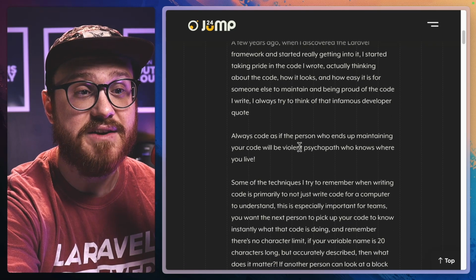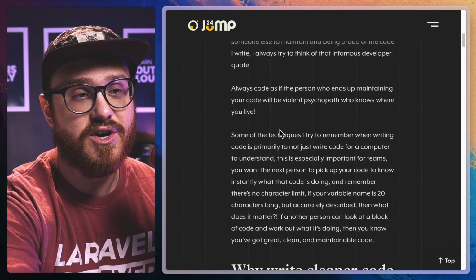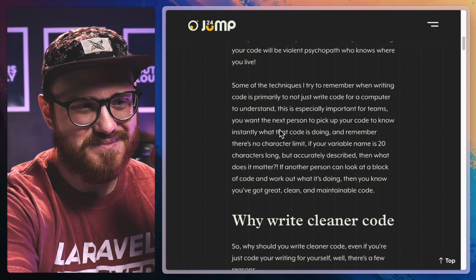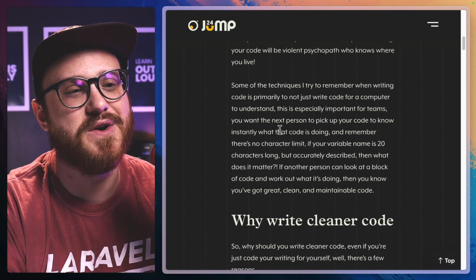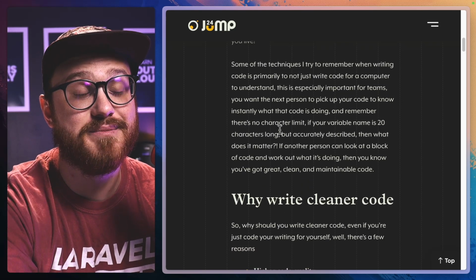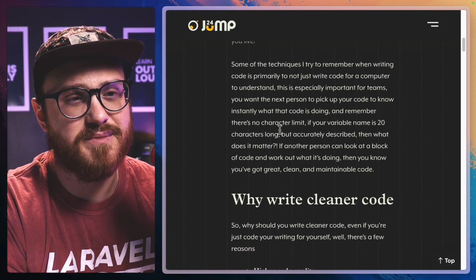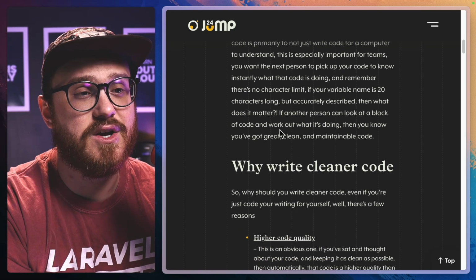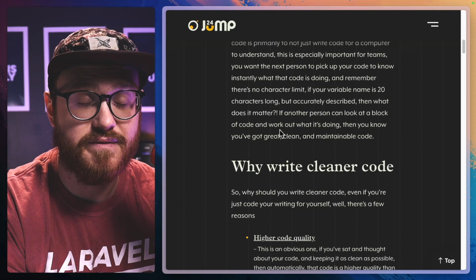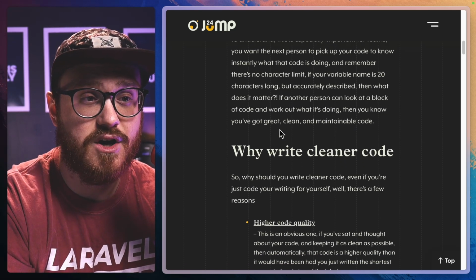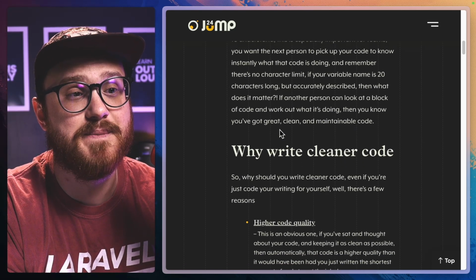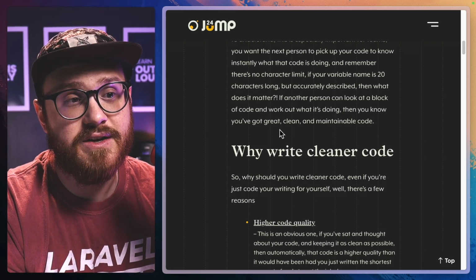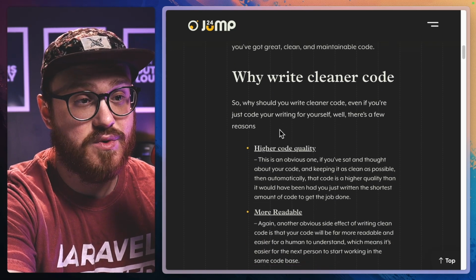I always try to think of that infamous developer quote: always code as if the person who ends up maintaining your code will be a violent psychopath who knows where you live. Some of the techniques I try to remember when writing code is primarily to not just write code for a computer to understand. This is especially important for teams. You want the next person to pick up your code to know instantly what that code is doing. And remember, there's no character limit. If your variable name is 20 characters long but accurately described, then what does it matter? If another person can look at a block of code and work out what it's doing, then you know you've got great, clean, and maintainable code.